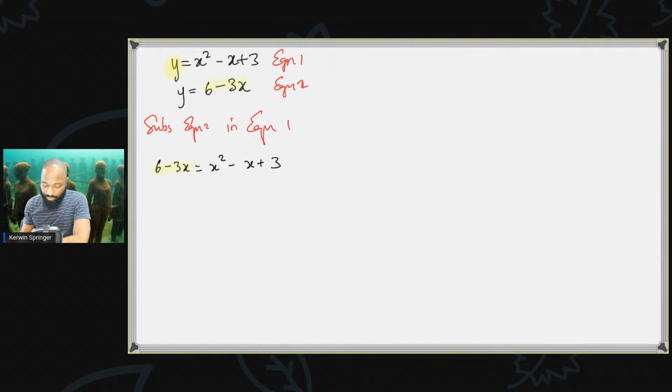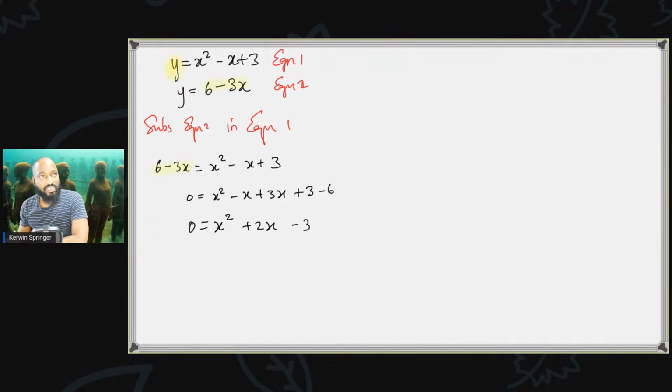And now let's bring everything on the right-hand side. We'll get x squared minus x plus 3x, I'm squeezing in the plus 3x there, plus 3 minus 6. So verify with me if this feels good. Plus 2x minus 3. So this is the quadratic that's facing us.